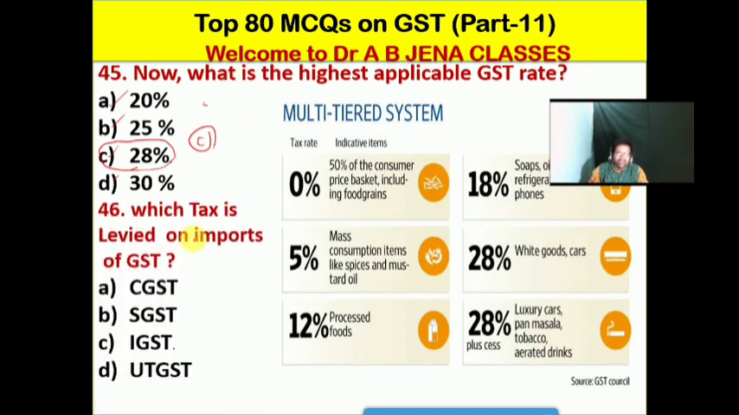So next one, which tax is levied on imports under GST? A, CGST; B, SGST; C, IGST; D, UTGST.